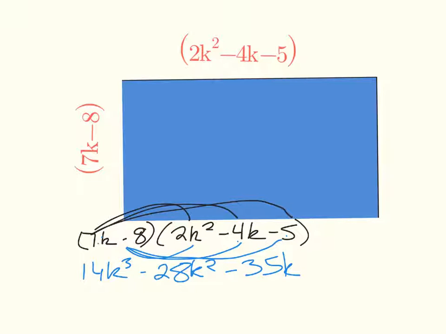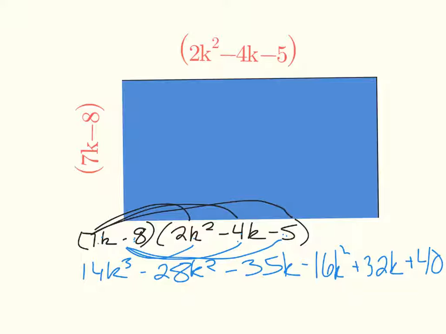Moving on to the negative 8. Negative 8 times 2k squared is negative 16k squared. Negative 8 times negative 4k, positive 32k. And then finally, negative 8 times negative 5, that's positive 40.